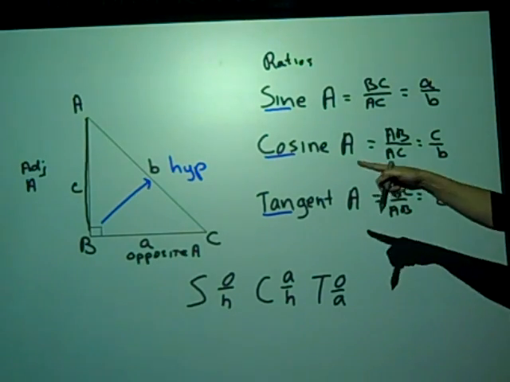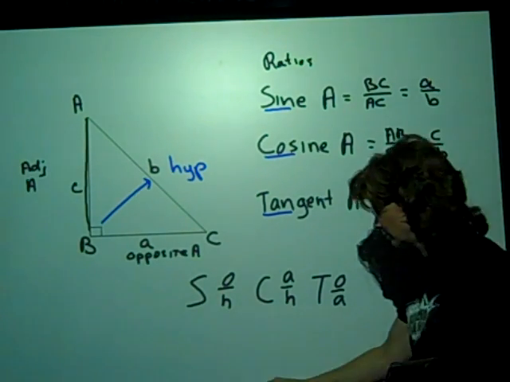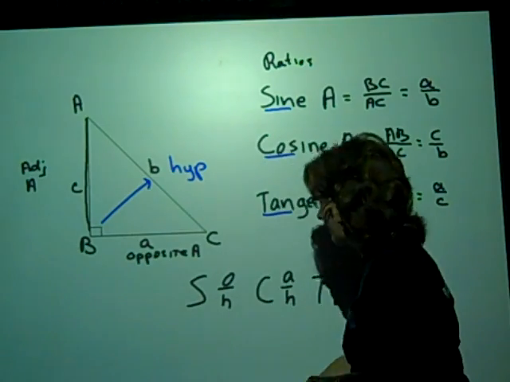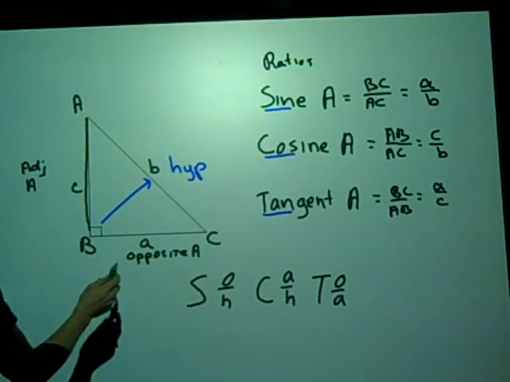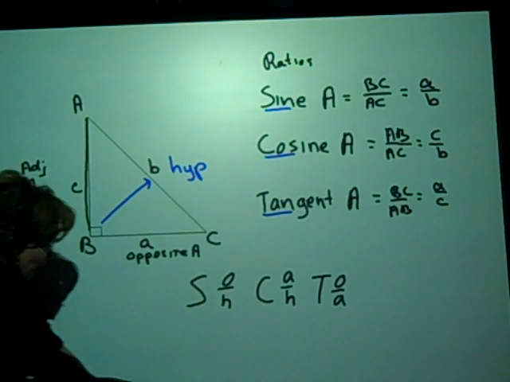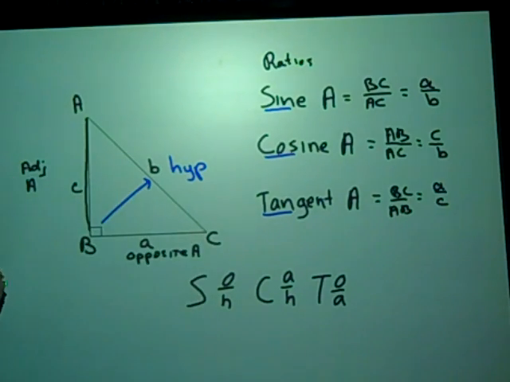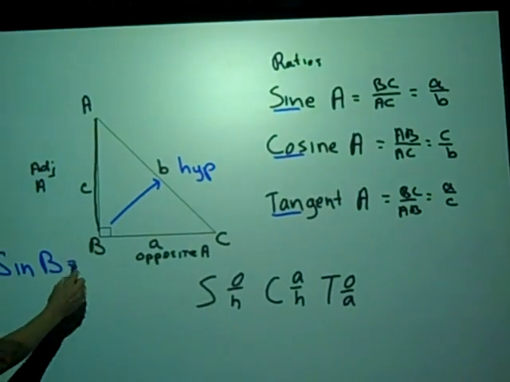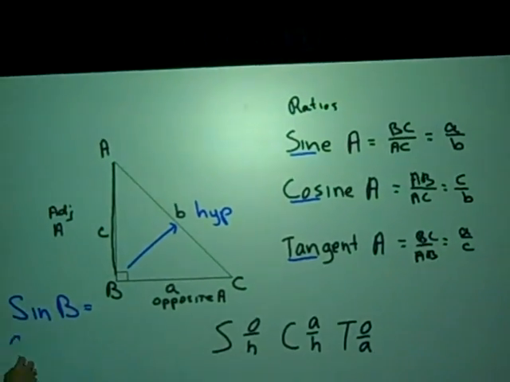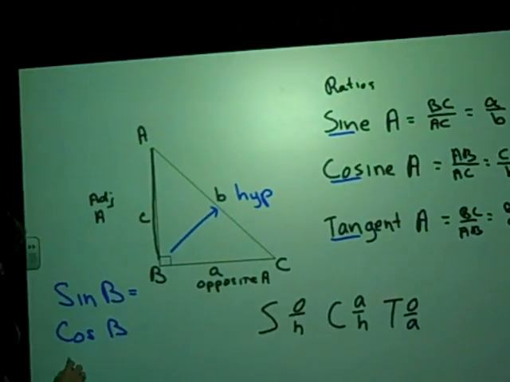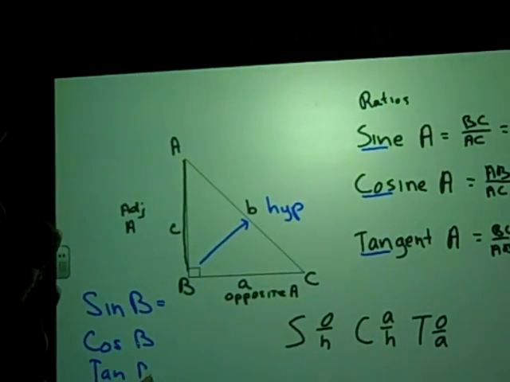We also can find ratios for angle B. So if I were to do B, now I have to find a place to put it. Let's do the sine of B, and I'm just going to use the calculator term. So sine of B, that's what you'll see in your calculator quite a bit. Cosine of B, and the tangent of B.